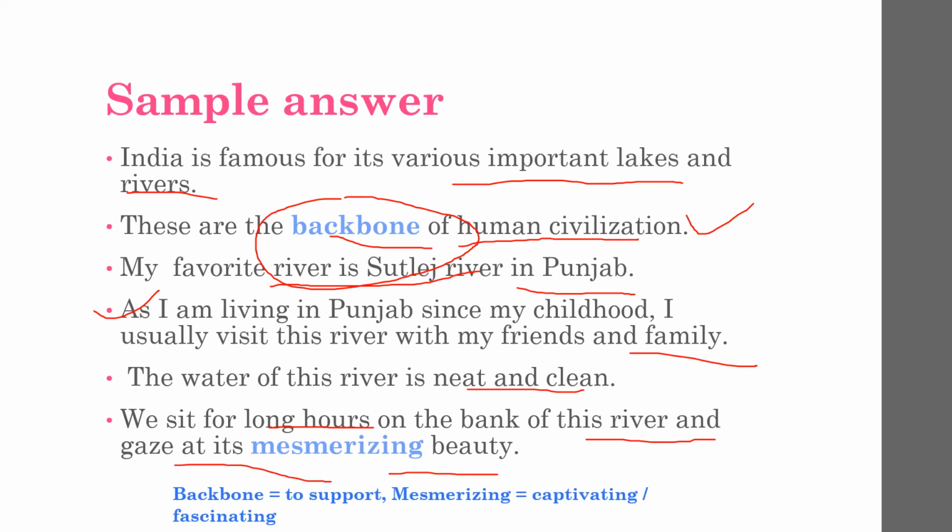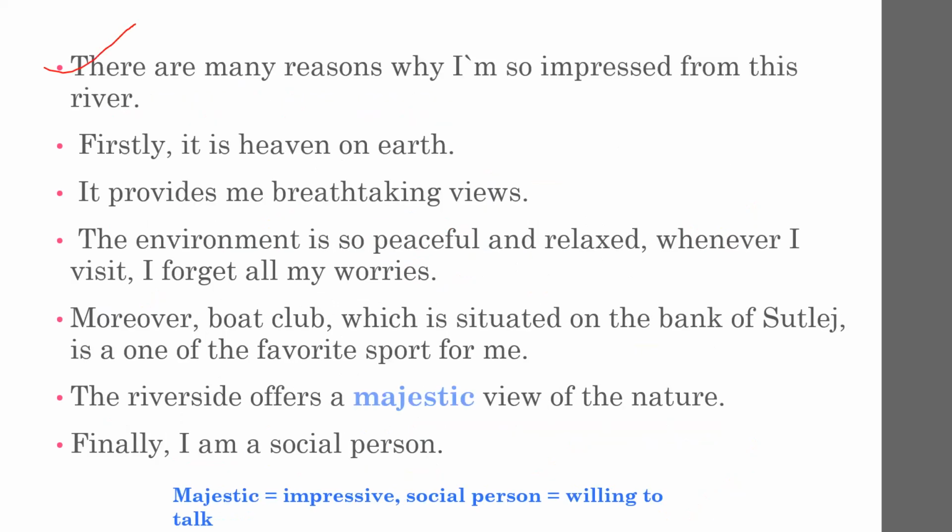Now, mesmerizing means I am attracted towards the beauty of the river. It also means fascinated or captivated. These are the synonyms which you can use instead of mesmerizing, which means to attract. I am attracted towards the beauty of this river or this lake. Okay, then there are many reasons why I am so impressed with this river.